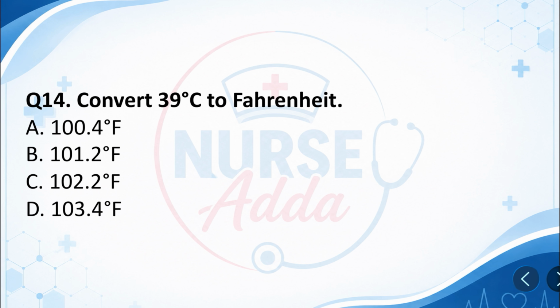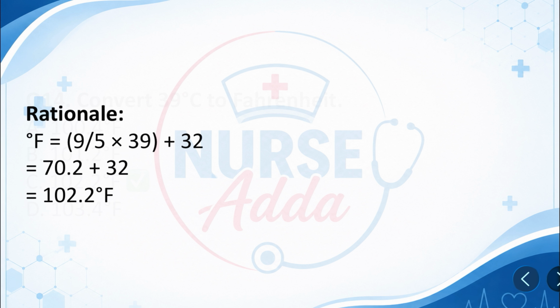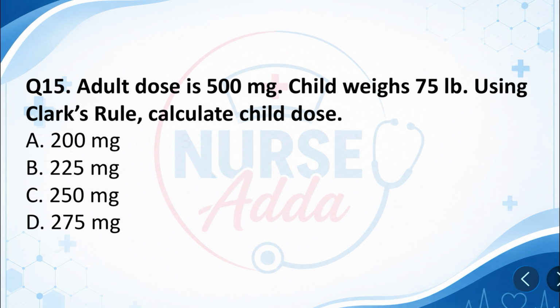Moving into the next question. Convert 39 degrees Celsius into Fahrenheit. The right answer is option C, 102.2 degrees Fahrenheit. The equation is degrees Fahrenheit is equal to 9 by 5 degrees Celsius plus 32. By this equation, we get the right answer, 102.2 degrees Fahrenheit.